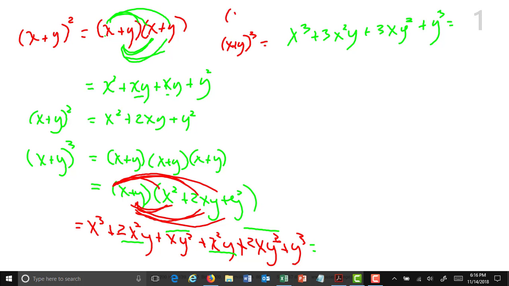And what was x plus y, 2 copies, equal to? Well, it was equal to, right, we have right here, x squared, plus 2xy, plus y squared. You can see that this one's bigger because we had triple.